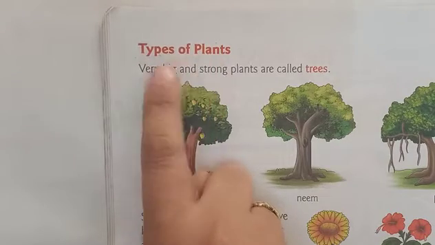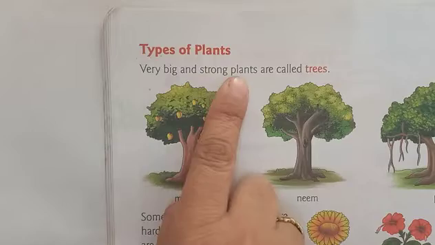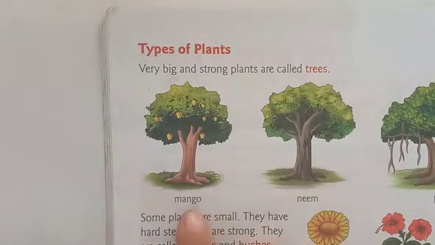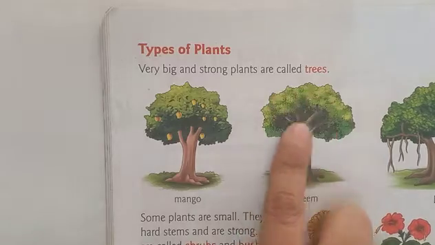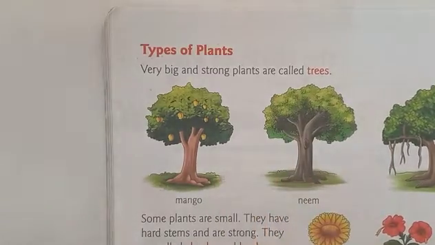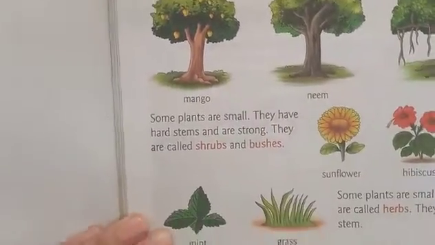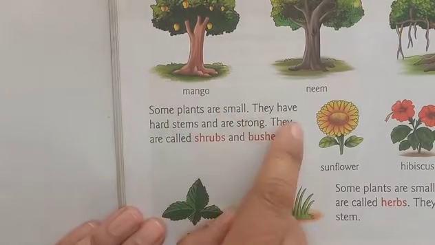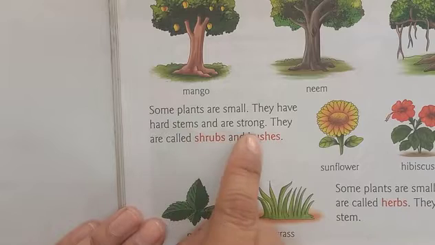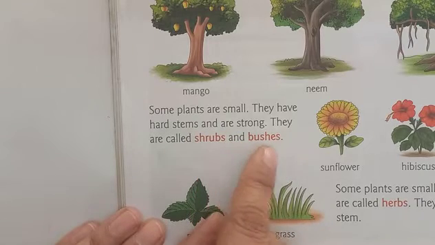Types of plants. Very big and strong plants are called trees. Mango tree, neem tree, banyan tree are very big and strong plants. You know, they are called trees. Okay, they are very big and strong. Some plants are smaller than trees. They have hard stems and are strong. They are called shrubs and bushes.